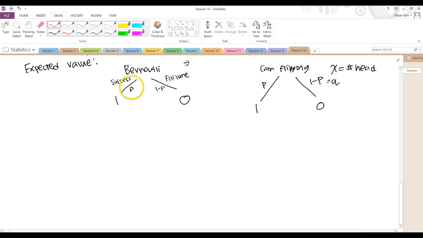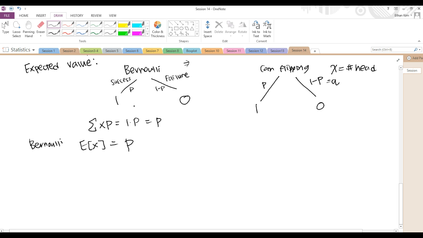All right, so if you have this, expected value is always the summation of x times p, the probability. In this case, this is just going to be 1 times p, which is p. So for Bernoulli, expected value is always p, and that makes sense because you're only going to succeed p% of the time, and that's how you get your expected value.